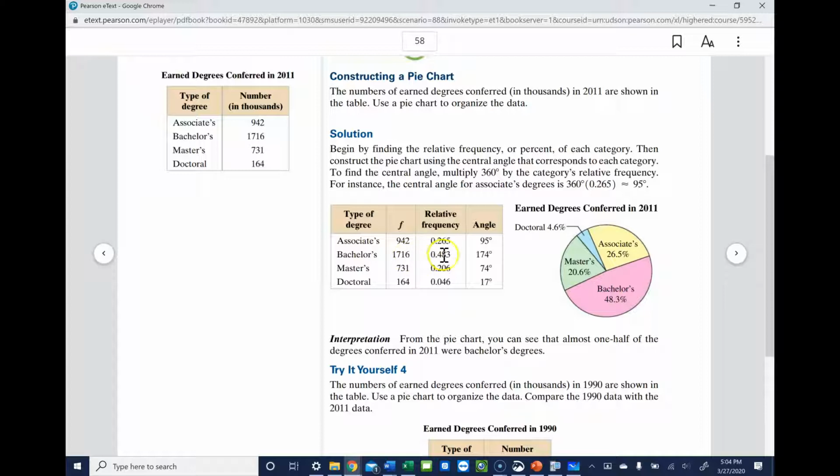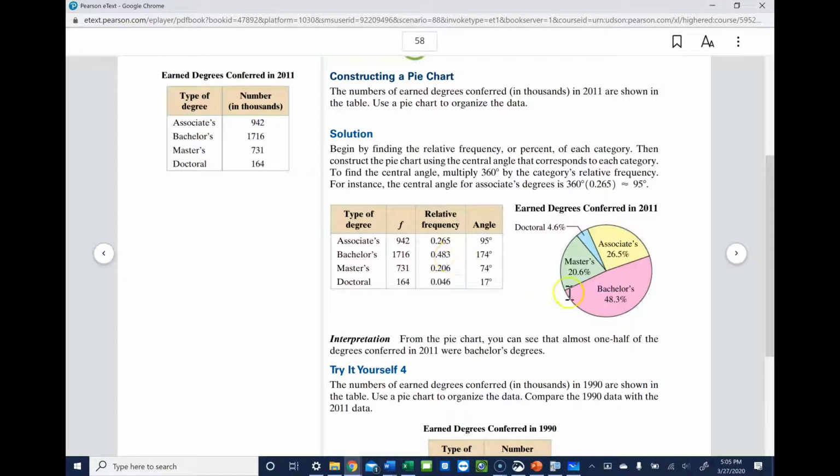The next one is about 48%. The next one's about 21%. And the last one is about 5%. So then you just do the best you can to construct this pie graph with each of these categories getting that percent of the pie. For associates, 26.5% is a little more than a fourth, so I'm going to draw this section of pie a little more than a whole quarter of the pie. The bachelor's degree is going to be a little less than half the pie, right?